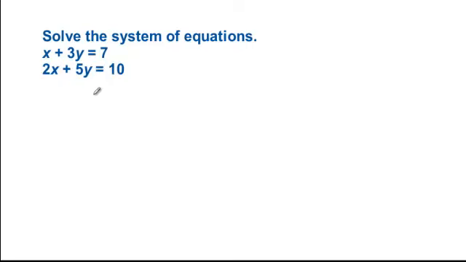System of equations. When they ask you to solve a system of equations, there are many ways to solve it, because sometimes the order of the equation is compatible with one of the methods. Now let's talk generally. Here we have x plus 3y equals 7 and 2x plus 5y equals 10.